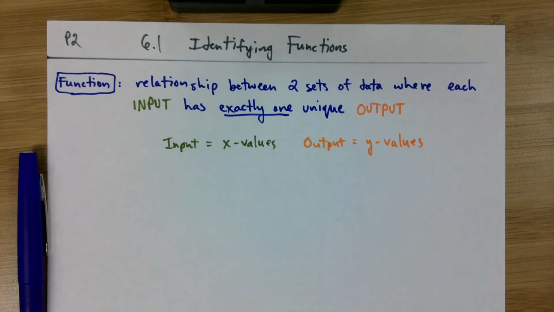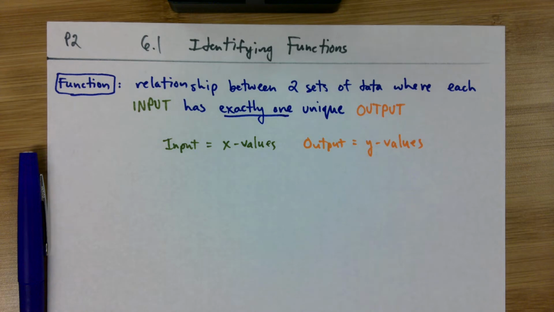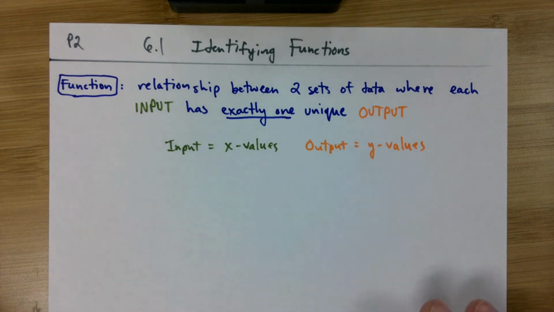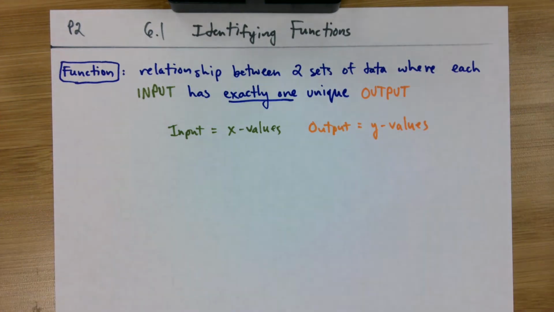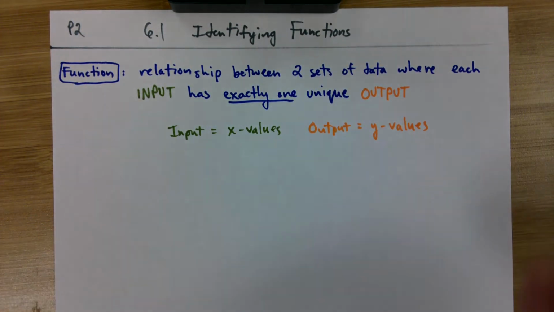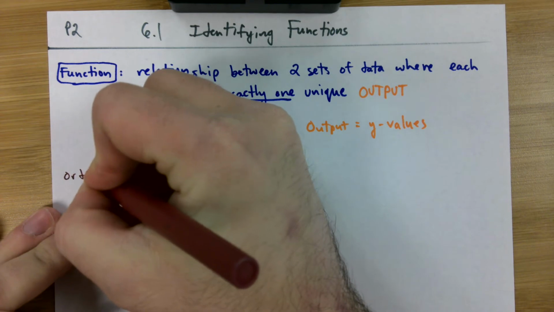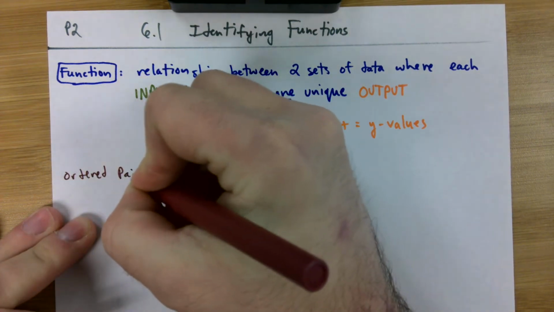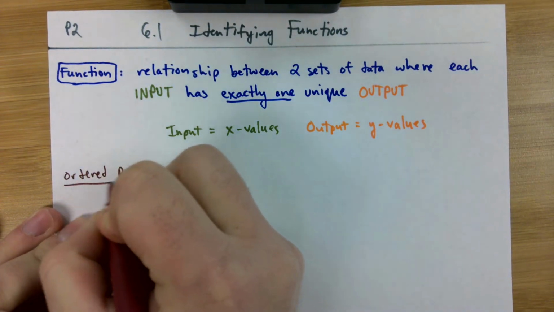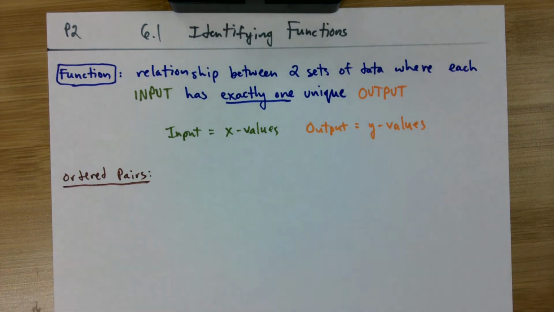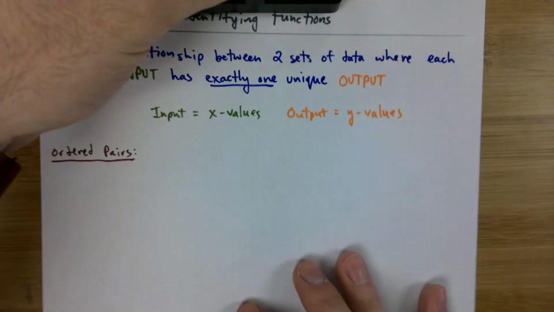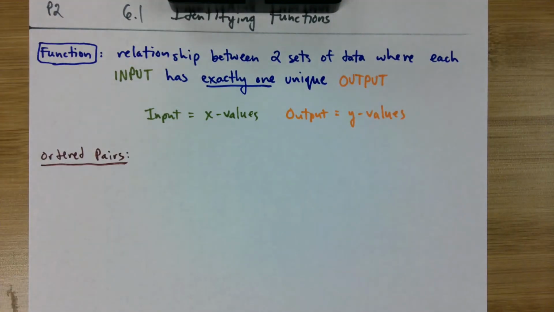Now there's three different ways that we're going to see functions, at least at the beginning here, and how we're going to have to identify them. So the first thing we may see is ordered pairs. With ordered pairs, we're going to look at one example and one non-example here of what a function is going to look like from an ordered pairs perspective.